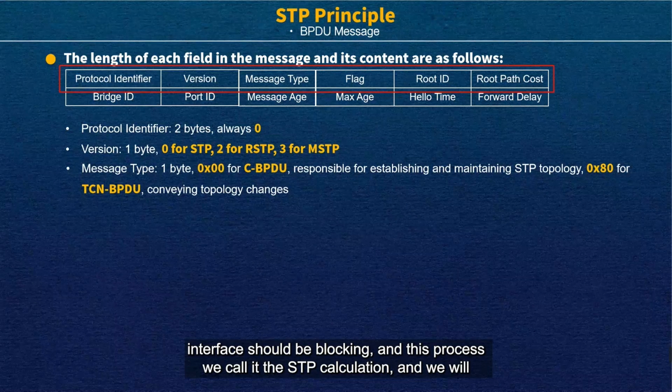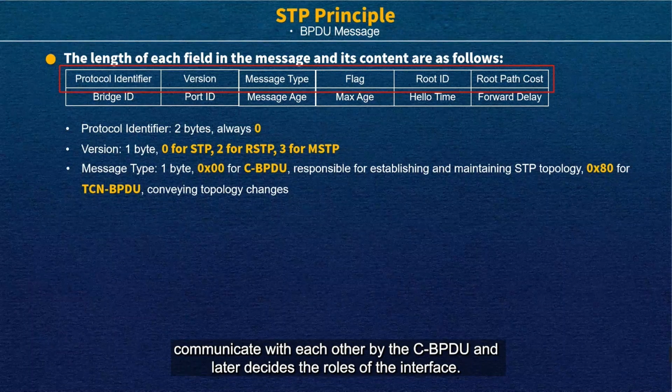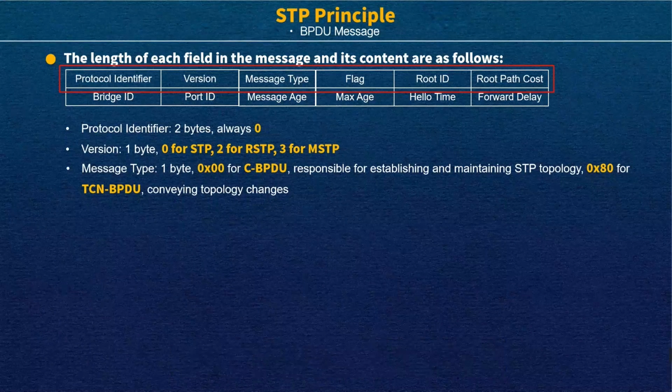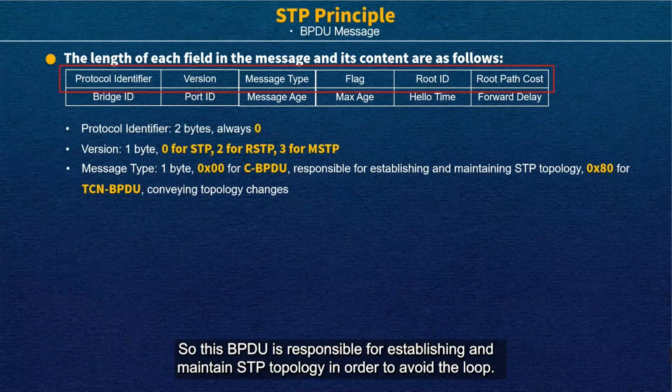And this process we call the STP calculation. And we will communicate with each other by the BPDU and later decide the role of the interface. So this BPDU is responsible for establishing and maintaining the STP topology in order to avoid the loop.